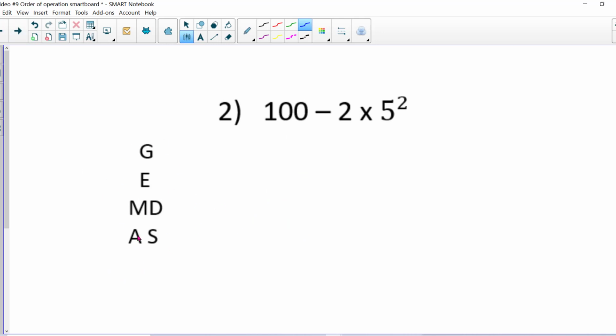Here's my GEMDAS down here. What operations do I have here? I have subtraction, so I'm going to circle that. I have multiplication. I'm going to circle the M. And what else do I have? An exponent. So I don't have any grouping symbols, so what am I going to go to first? Exponents. So I'm going to put a box around the exponent.